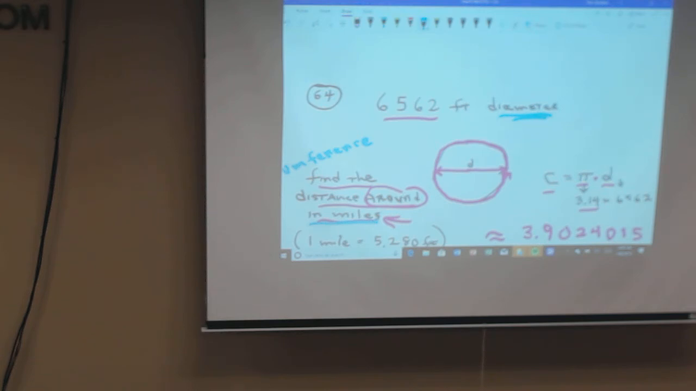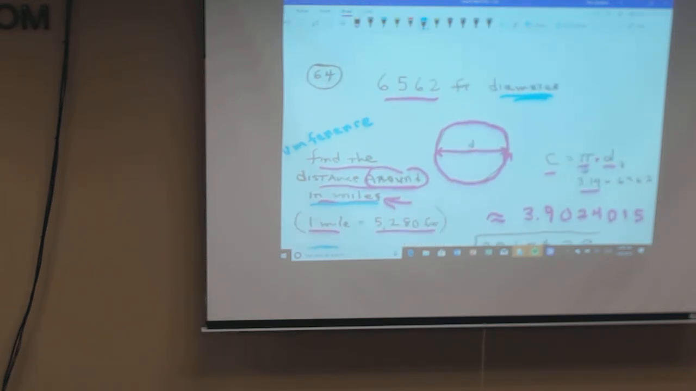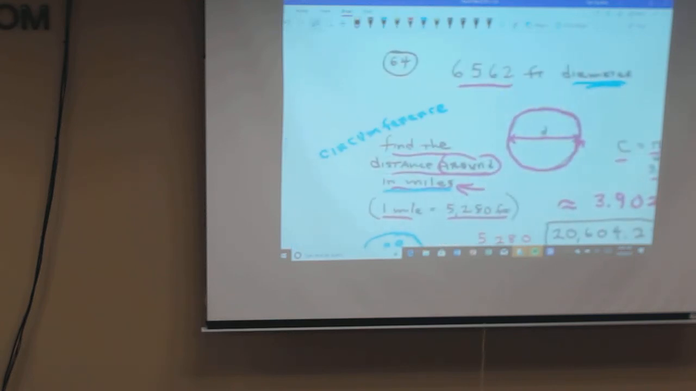Find the distance in miles that a particle travels in going once around it. Going once around it, that's called circumference. Once around is circumference. You didn't know that, huh? Once around means find the circumference.